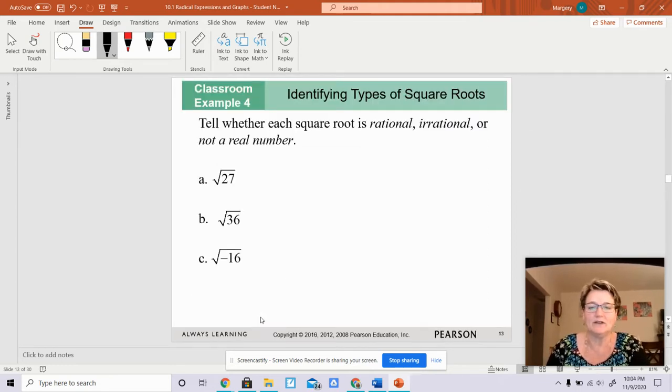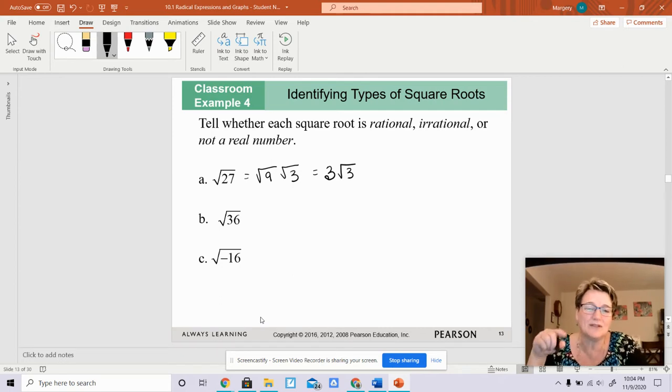First of all, tell whether each square root is either rational, irrational, or not a real number. On this one, I have the square root of 27. Whatever's under the radicals can be multiplied together, and whatever's outside the radicals can be multiplied together. In order to simplify this, I know that the square root of 9 times the square root of 3 is the square root of 27. The square root of 9 is 3. Once you square root it, you're done. It's just 3, and I'm left with the square root of 3.